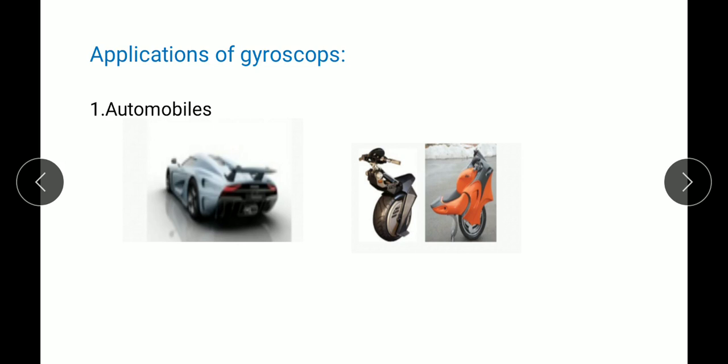Next, coming to the two-wheelers. When we consider two-wheelers, that is motorbikes, here the wheels act as gyroscopes. The wheels on motorbikes act as gyroscopes, and the bike is easier to balance because it stays in the upright position when it is moving. So wheels are used as gyroscopes in two-wheelers. This is very easy to maintain.